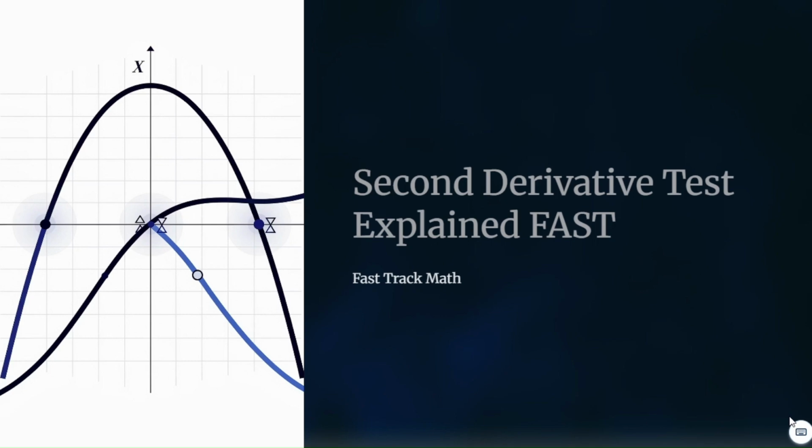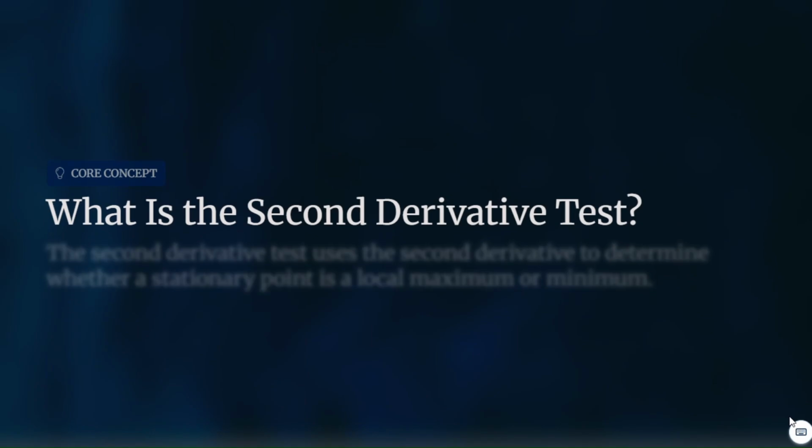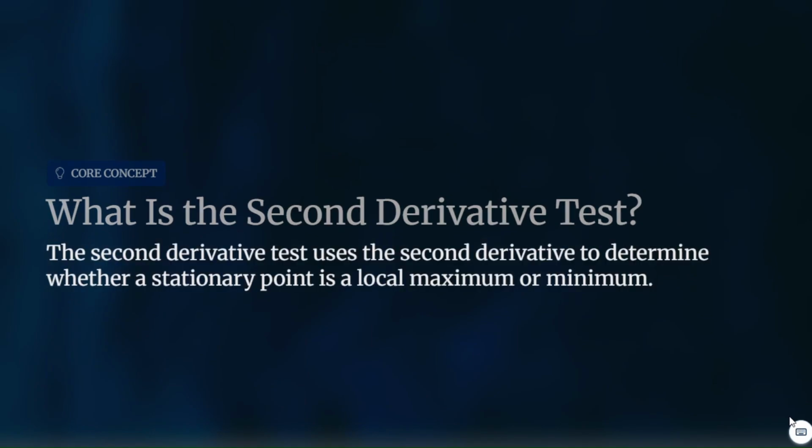You don't always need a sign chart to determine what type of stationary point it is. Sometimes the second derivative gives the answer instantly. What is the second derivative test? The second derivative test uses the second derivative to determine whether a stationary point is a local maximum or minimum. This method provides a quick way to classify critical points without creating sign charts.